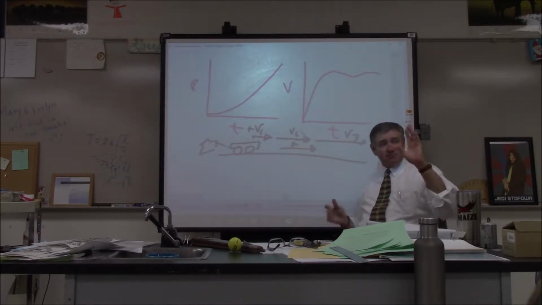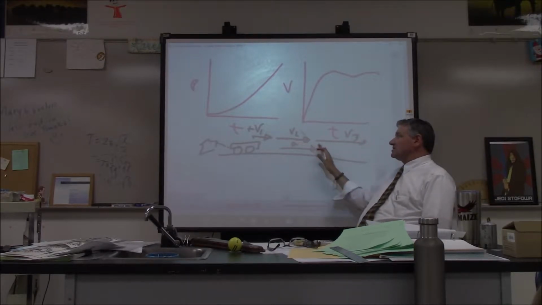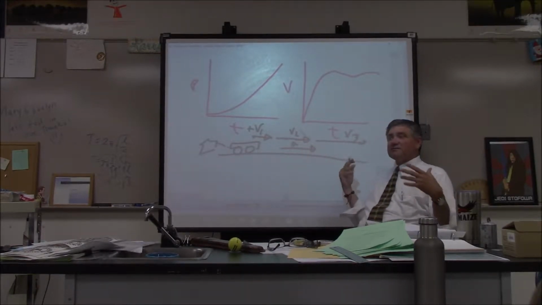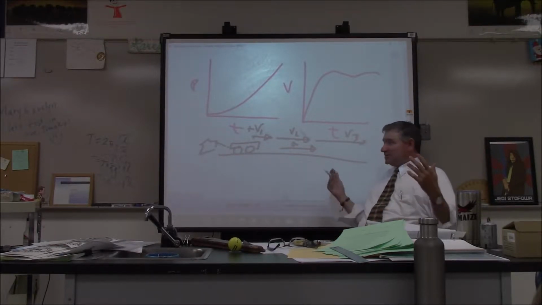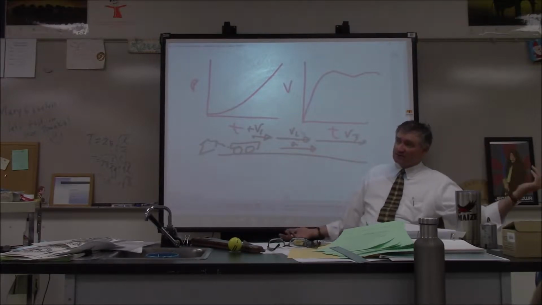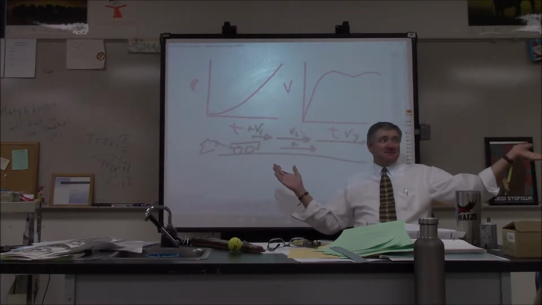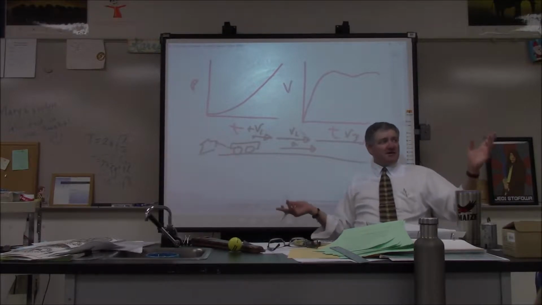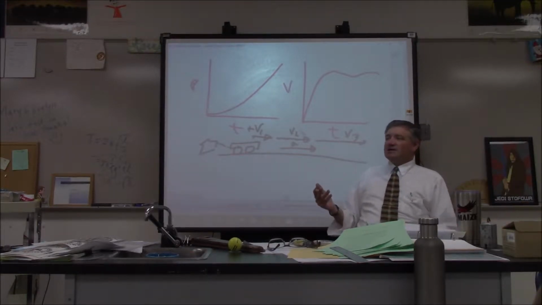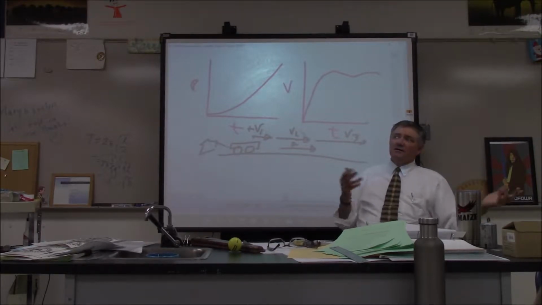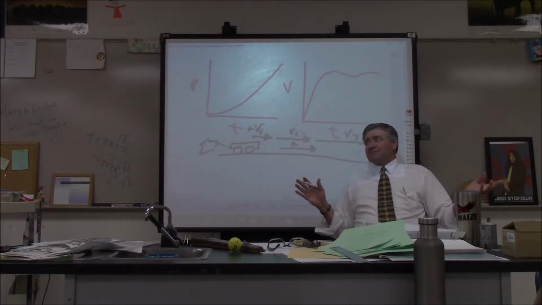So here's the gig. If your acceleration vectors point in the same direction as your velocity vectors, you speed up. If your acceleration vectors point in the opposite direction, you're going to slow down. That's it. So ask yourself, how is this thing speeding up? Okay, great: acceleration and velocity pointing in the same direction. Oh, it slows down? Guess what? Velocity and acceleration point in the opposite direction. That's it.